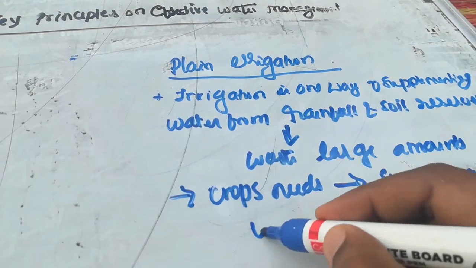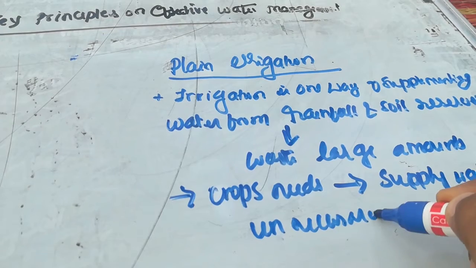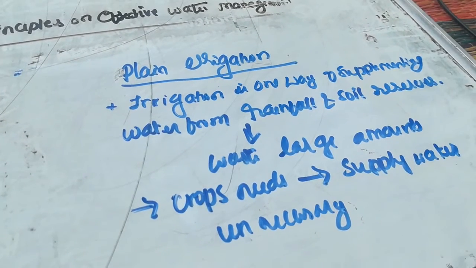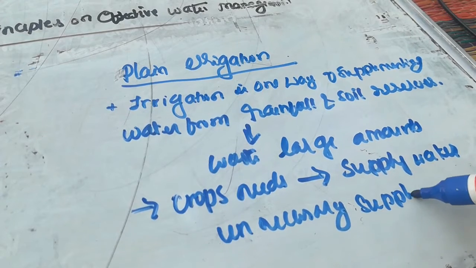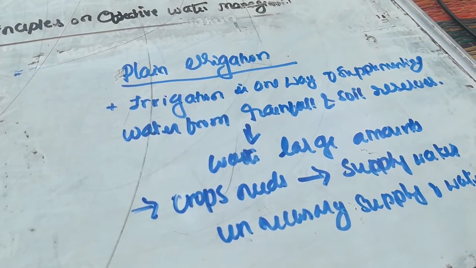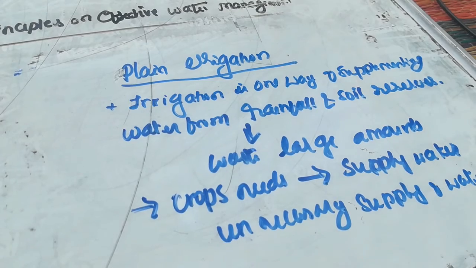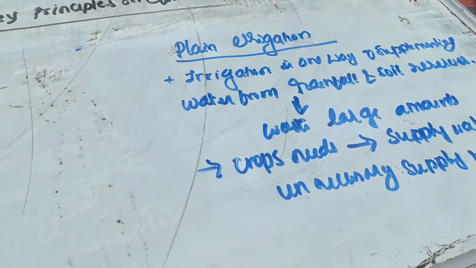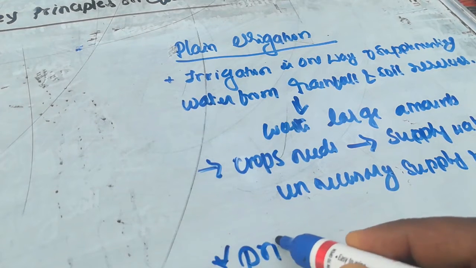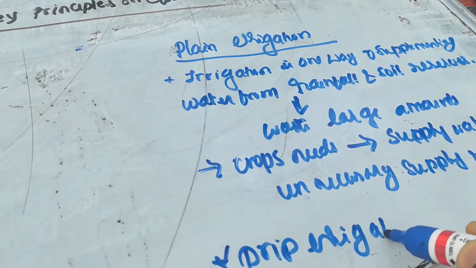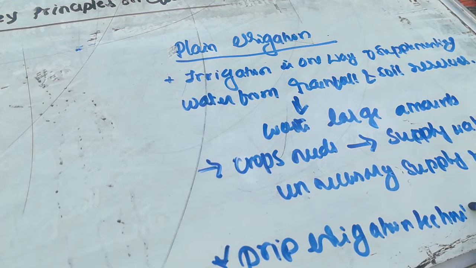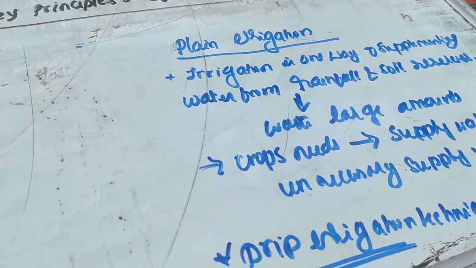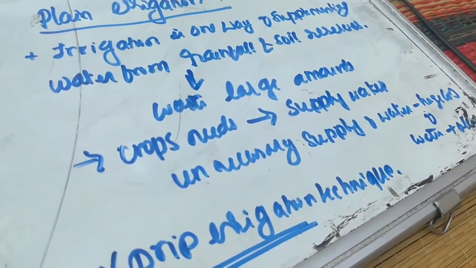Unnecessary supply of water causes a huge loss of water. So which one is the drip irrigation technique? Drip irrigation is a proper water usage technique.